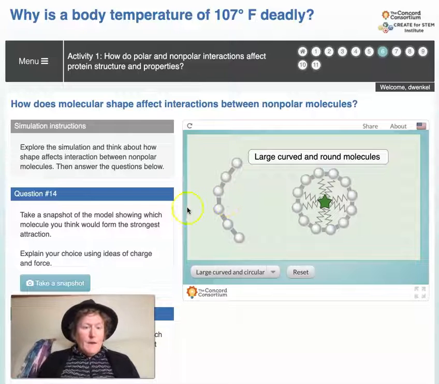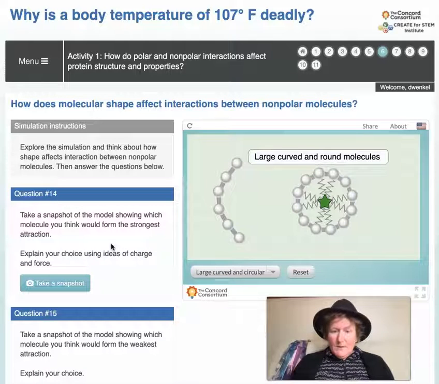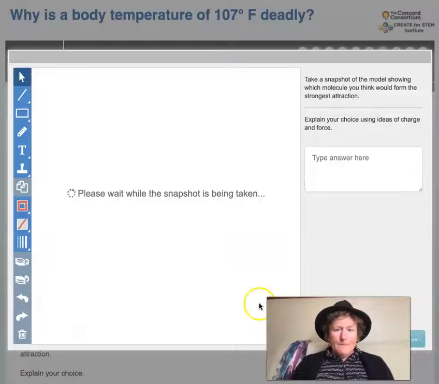So now we need to take a snapshot of the model showing the molecule you think would form the strongest attraction. I personally think this one is the strongest attraction here. Let's take a snapshot of this one.